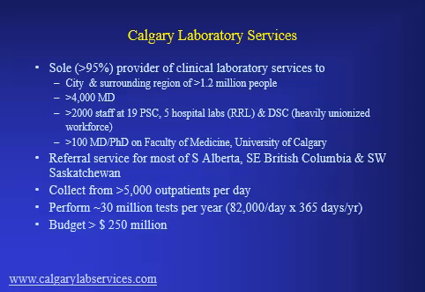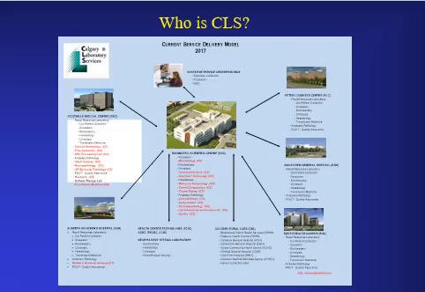We are the referral service for a large area. We collect specimens from over 5,000 patients a day and perform right at 30 million tests in 2017. Now, this slide just shows the service delivery model for us, and that's the large central lab where I work, and then the 5 teaching hospitals surrounding it. And as you can see, with a long list of tests, the esoteric tests are performed primarily at the Diagnostic Scientific Center, as well as the main teaching hospital.